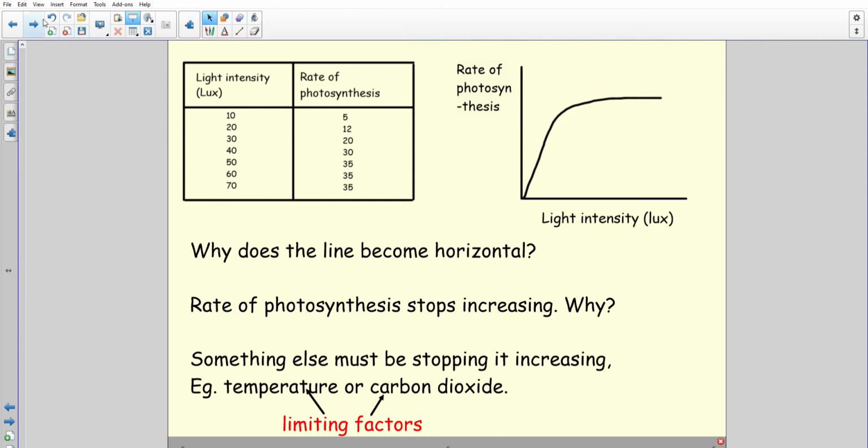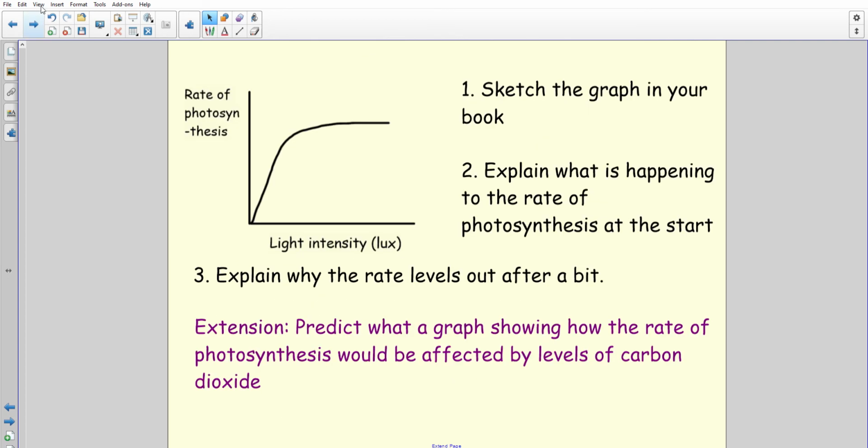So when you're answering these sort of questions, you're going to get asked, why does it level off? It's because something else, i.e. temperature or carbon dioxide, is the limiting factor, the thing that's limiting photosynthesis from happening any faster. Right, so I want you to pause the video again and answer these questions in your books.